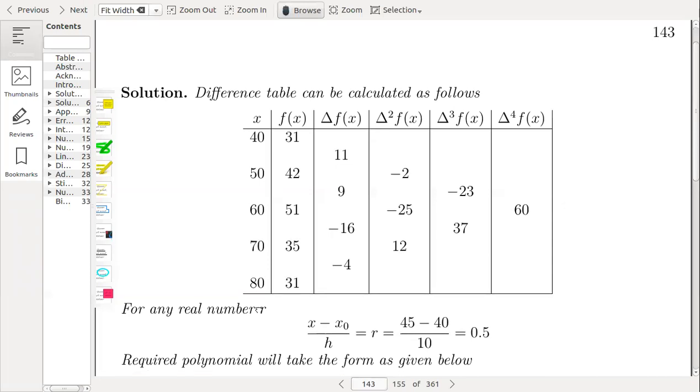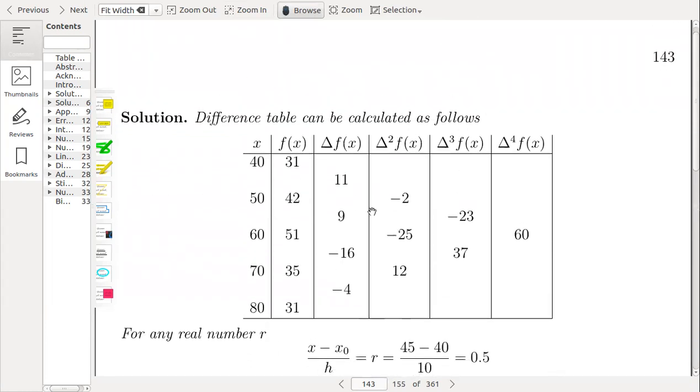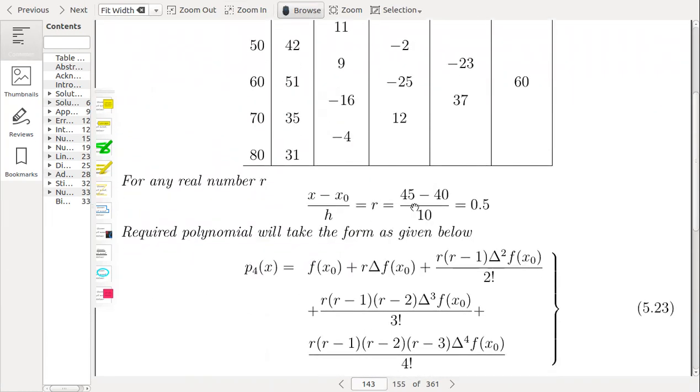For any real number r, x minus x naught over h can be written as r. So here the value of h is 10 because 50 minus 40 is 10, 60 minus 50 is 10. So these are equally spaced data, and the difference between two consecutive numbers is 10. That's why we can write 10, and 45 minus 40. The 45 is the value which we need to obtain. So minus 40 over 10 is equal to 0.5.